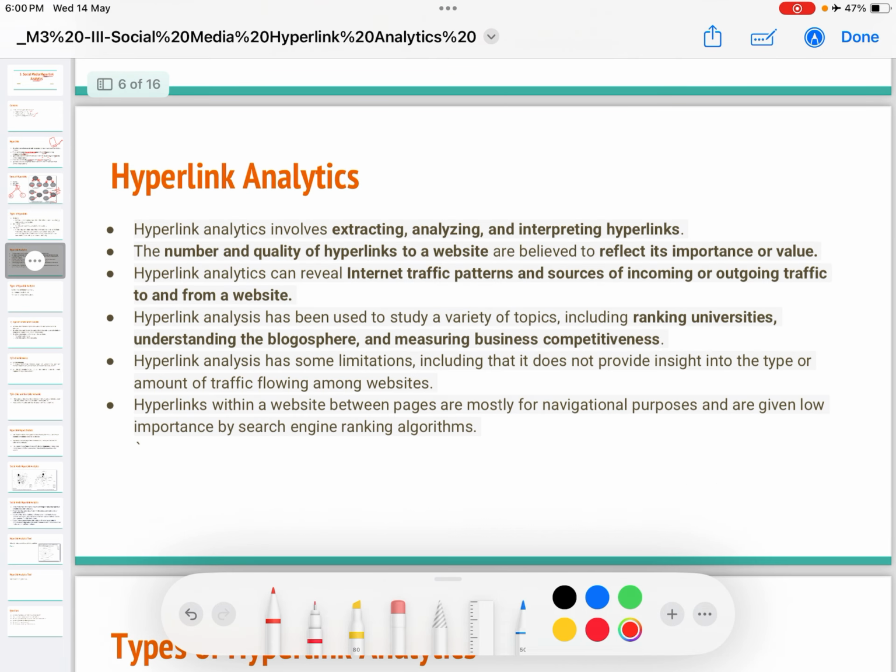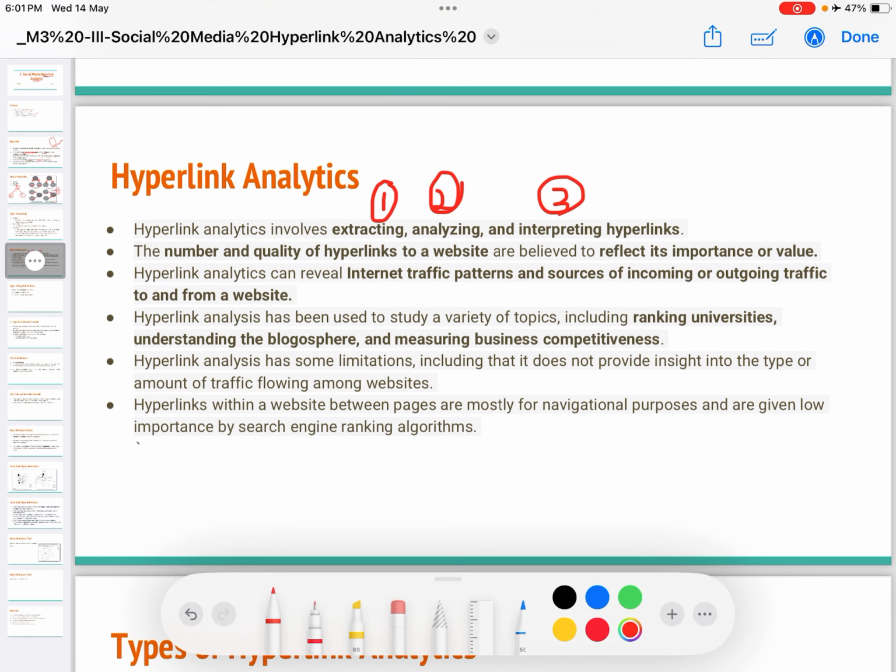Next is hyperlink analytics. Hyperlink analytics involves extracting, analyzing and interpreting hyperlinks. Step number one is to extract the hyperlink, then analyze the hyperlink, and then interpret the hyperlink. The number and quality of hyperlinks to a website are believed to reflect its importance or value. Hyperlink analytics can reveal internet traffic patterns and sources of incoming or outgoing traffic to and from a website.